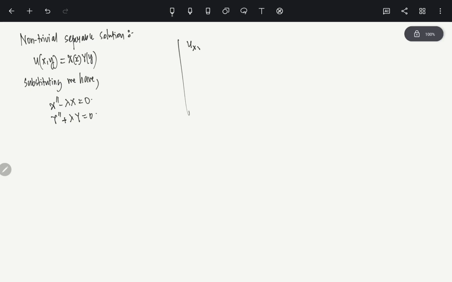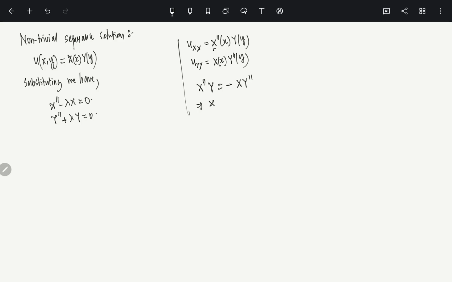Let's say, what is u_xx? It is nothing but X double prime of x times Y of y, right? Because Y is independent of x, there is no x here, so we can put it like this. And again, u_yy is nothing but X of x times Y double prime of y. Clear? Now x double prime is a function of x, X is a function of x, Y is a function of y. So this is equals to minus X Y double prime, right? If you put it in the equation, it looks like this.